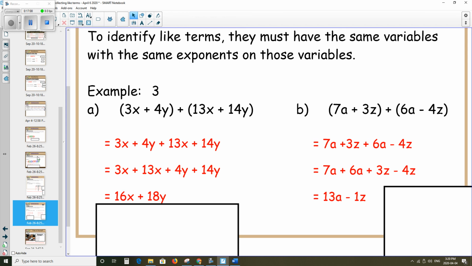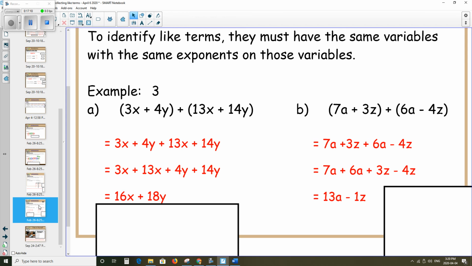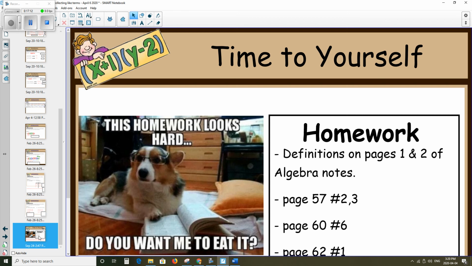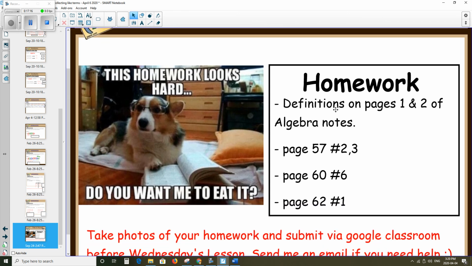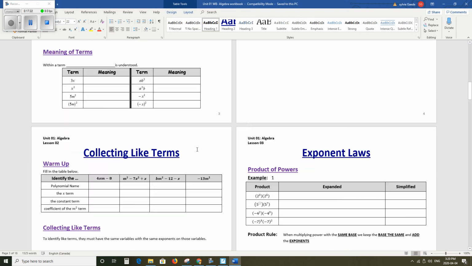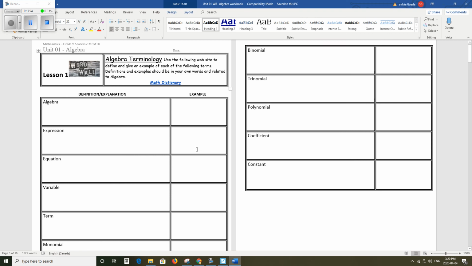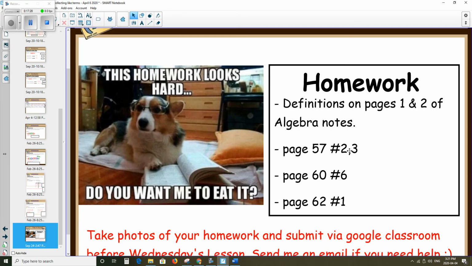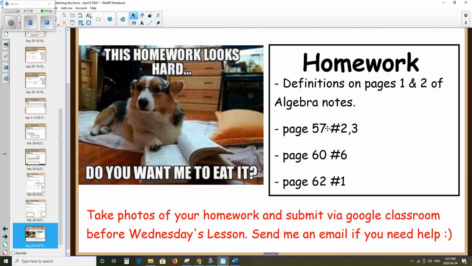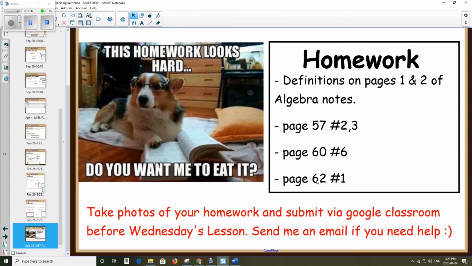Okay, and that's it for the instruction for this lesson. So for homework, I'd like you to do the definitions on pages 1 and 2 of the algebra notes that I showed you at the start. Those are the ones right here. So if you could get those done, please. And then there's some questions in your workbook: 2 and 3 on page 57, number 6 on page 60, and number 1 on page 62.